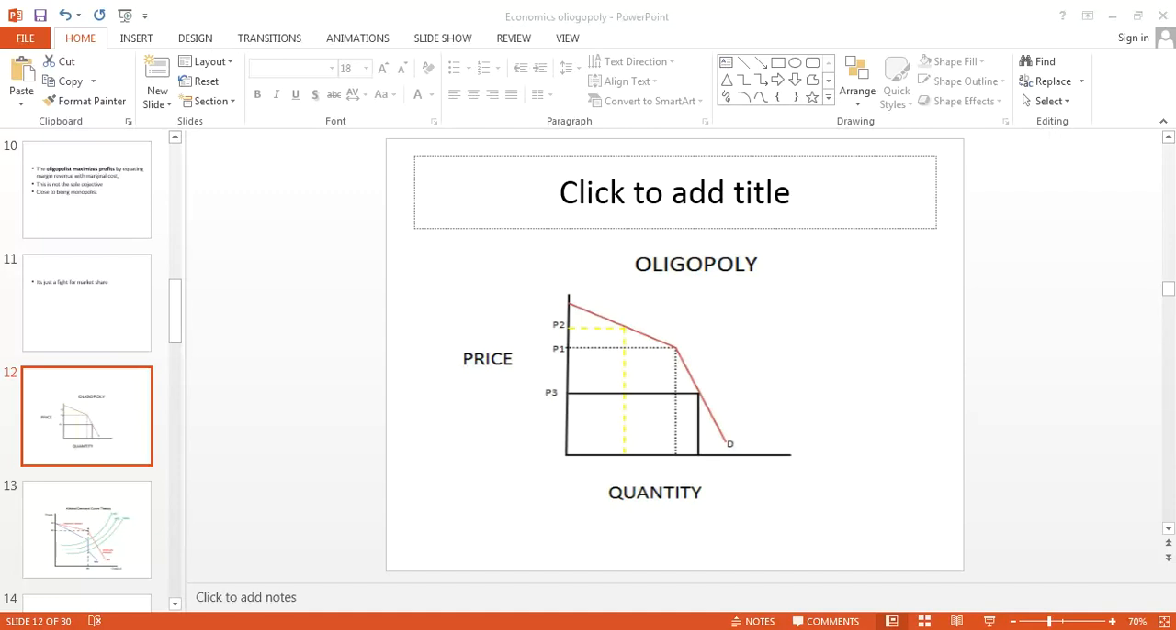And now in the next part, I will use the same diagram, and I'm going to impose the cost curves on this and use those cost curves to show why prices are sticky and prices do not change in the oligopolistic market.